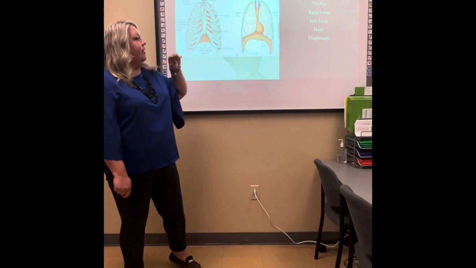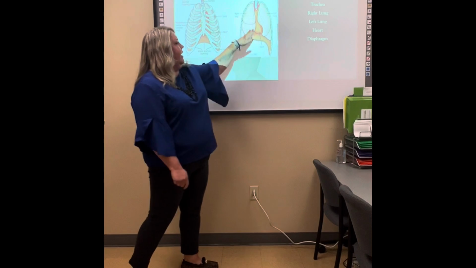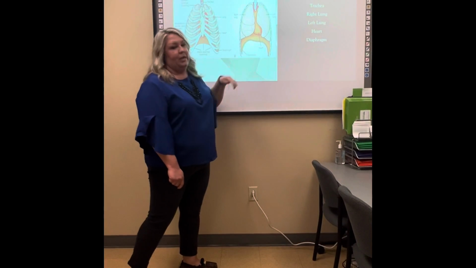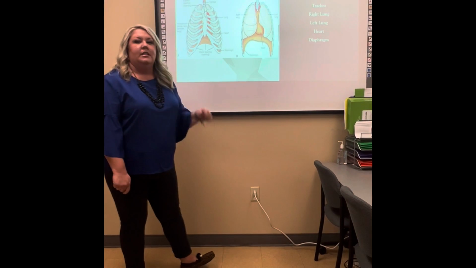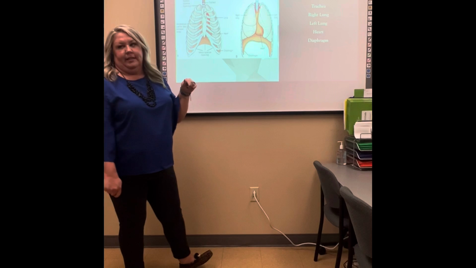So we have the right lung and the left lung, and we'll have the heart in the middle, and then the diaphragm, which is what separates the thoracic cavity from the abdominal cavity. So we're going to go to the next slide and we're going to look at the lungs a little bit.